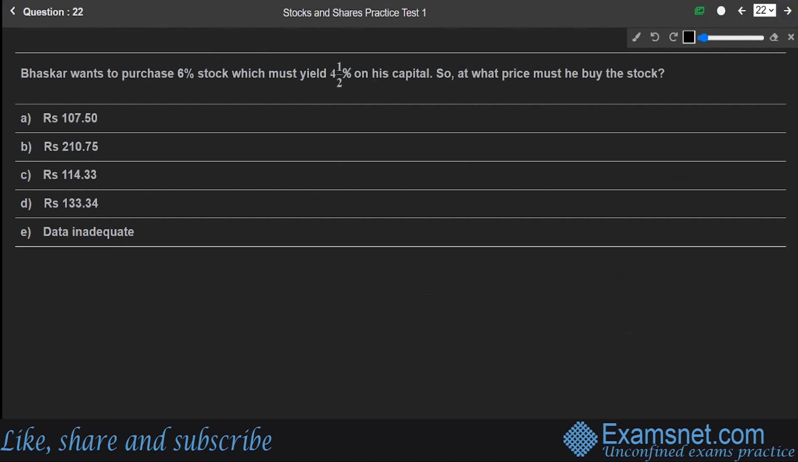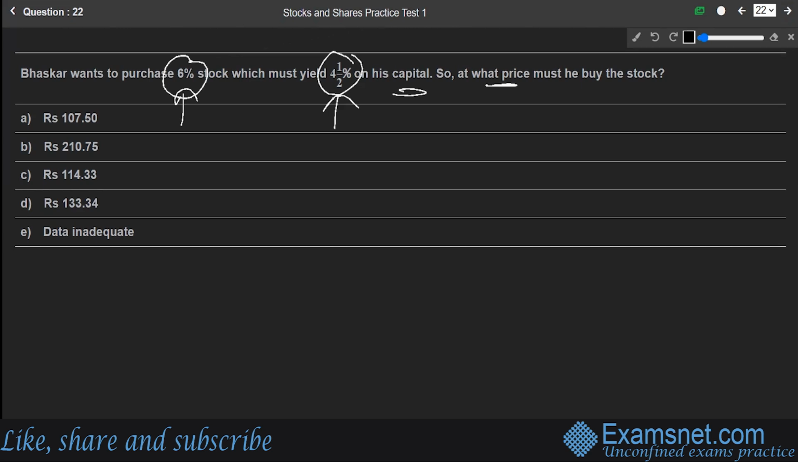Now, Bhaskar wants to purchase 6% stock, which must yield 4.5% on his capital. So, at what price must he buy the stock? What we want to know here is that there is a share available and it is offering a 4.5% dividend. So, if 100 rupees is invested, you will be getting 4.5 rupees, or 9 by 2 rupees rather. So he wants to understand, if he wants to purchase a 6% stock, that he wants to earn 6 rupees out of 100, what price should be invested. Okay, so this is the question.